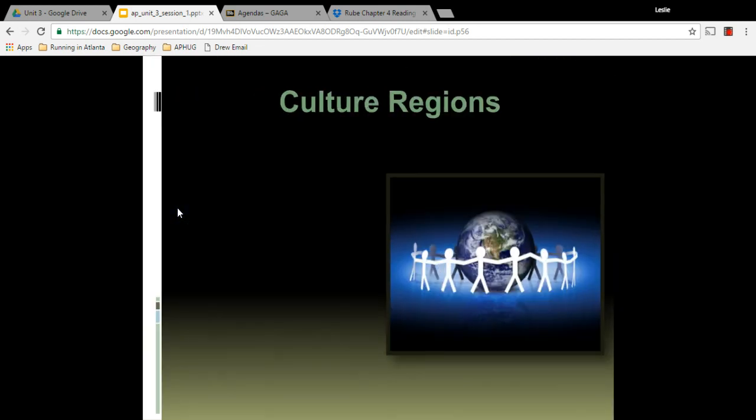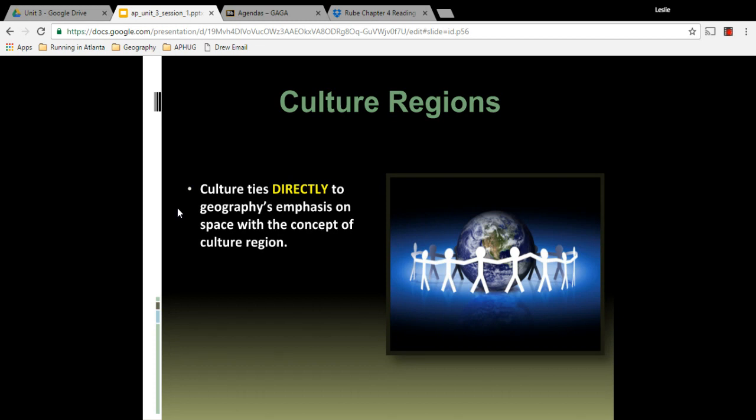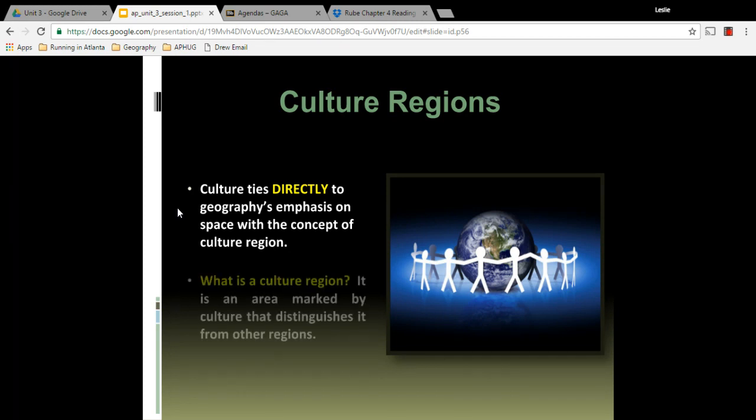All right, so culture regions. Culture ties directly to geography's emphasis on space with the concept of cultural region or culture region. So what is a culture region? It is an area marked by culture that distinguishes it from other regions.